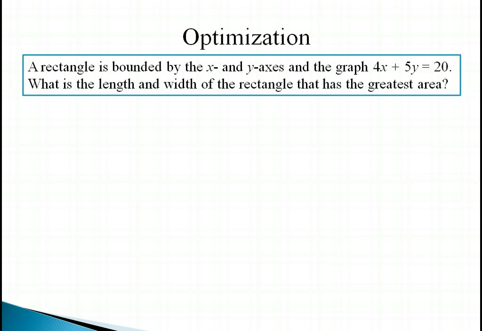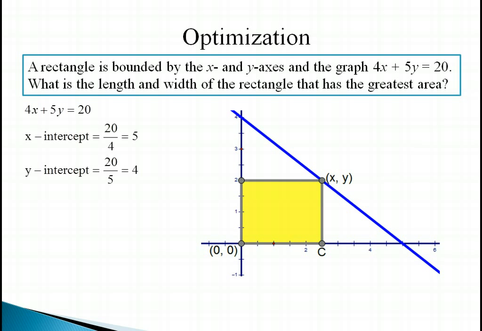We have a rectangle that is bounded by both the x and y axes, and the graph of 4x plus 5y equals 20. So the first thing that you would do on this problem is to graph 4x plus 5y equals 20. So I would find my x and y intercepts, and they're at 5 and 4, and then graph it. Now remember that your rectangle is bounded by that line as well as the x and y axes. So this looks a lot like the first problem that we did.